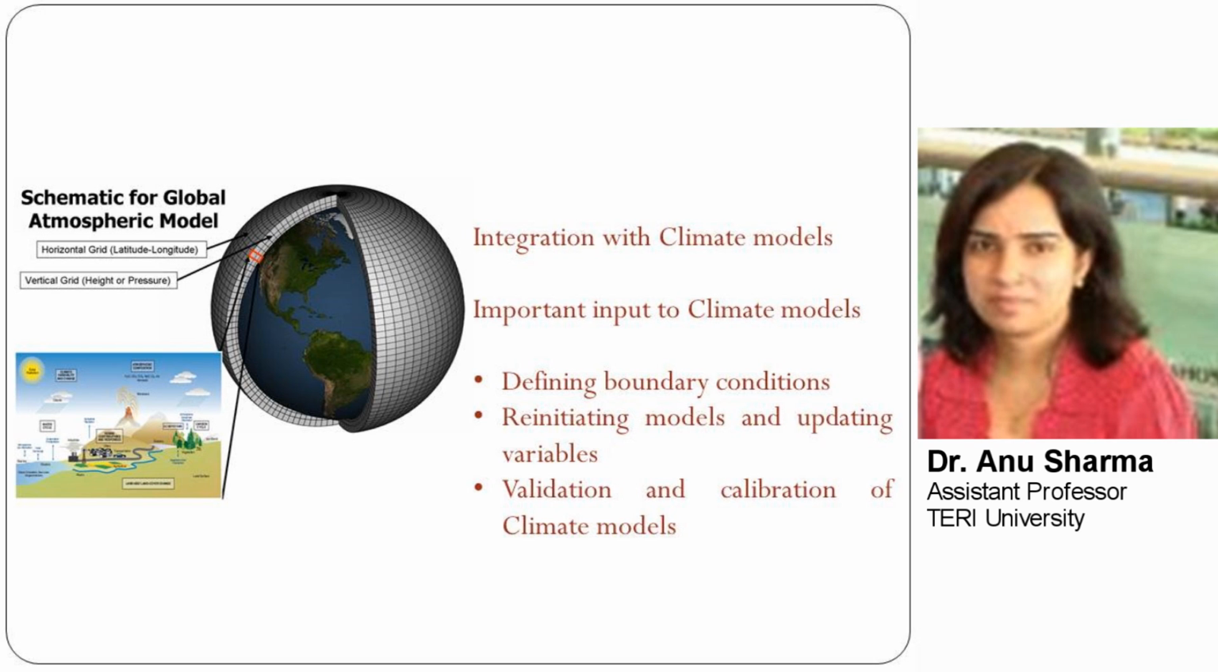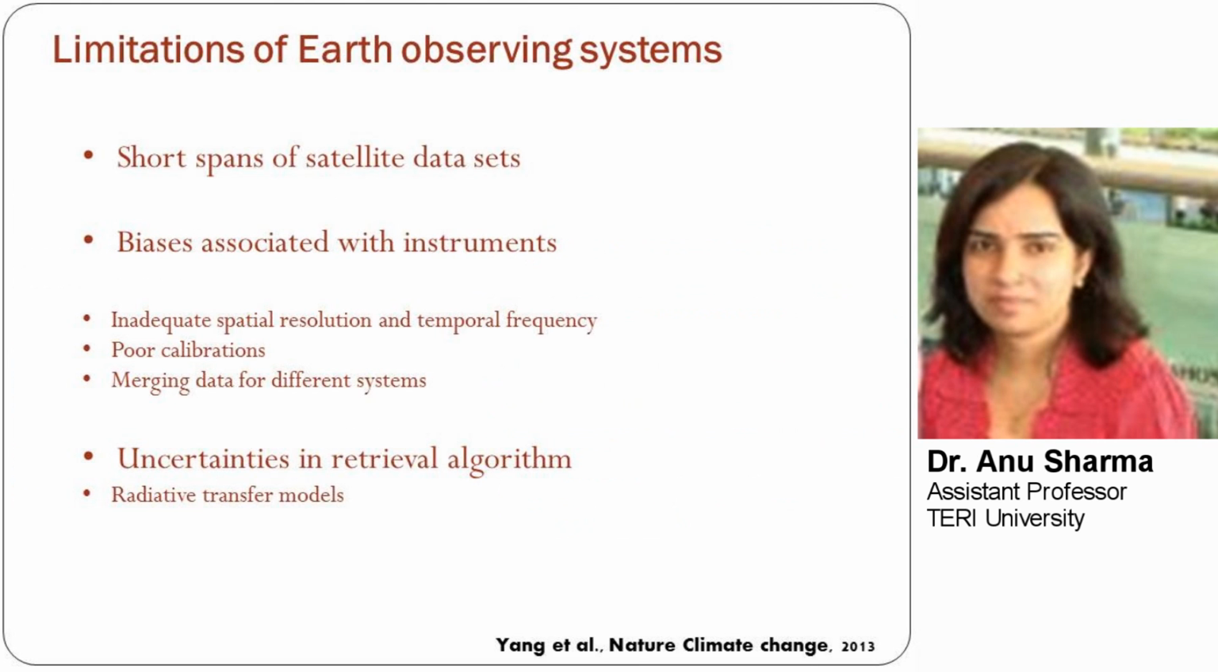And we are seeing it now, as the forecast has been highly improved when we make use of all those data sets and assimilate them together. Okay. So last but not the least, if we are talking about the advantages of the technologies, we should also talk about the limitations. What are the limitations of the Earth observation system? Firstly, the short spans of satellite data sets. Even if it is available for 14 years, the span is really short.